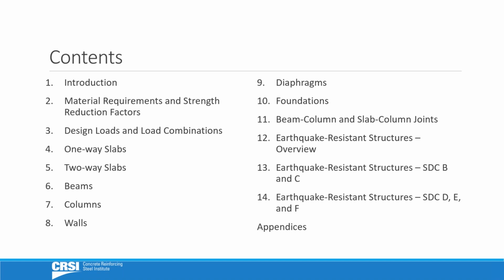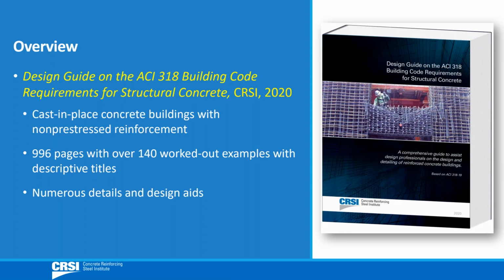Shown here are the chapters in the design guide, which follow the chapters in ACI 318. This design guide covers cast-in-place concrete buildings with non-prestressed reinforcement. Numerous details and design aids are provided, and over 140 worked out examples illustrate the proper application of the code requirements.